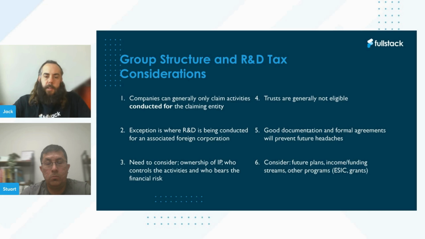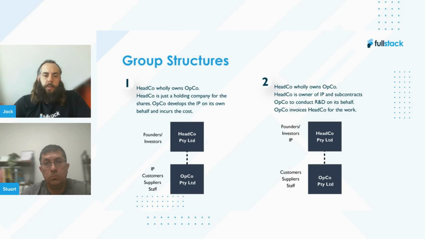And there are a range of things to consider. The ESIC, early stage innovation company concessions, especially, are somewhat similar to the R&D tax incentive in terms of group structures and what works and what doesn't. So just some very simple group structures to consider.